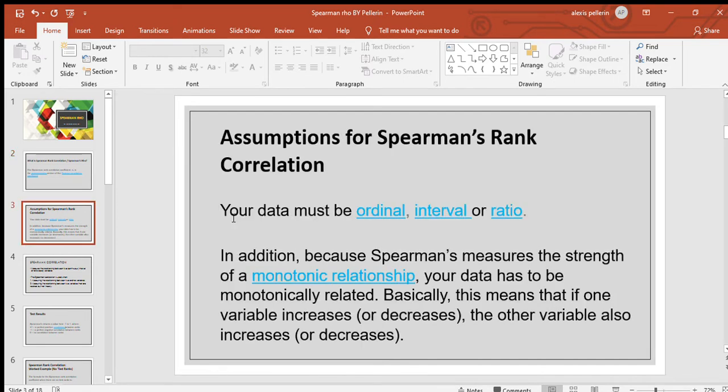So, the assumption for Spearman's rank correlation: your data must be ordinal, interval or ratio. It means that it must be ranked in a sequential order. Interval is the gap and ratio means a relationship. Because Spearman's measures the strength of a monotonic relationship, the variables have to be monotonically related. This means that if one variable increases, the other variable also increases or decreases.